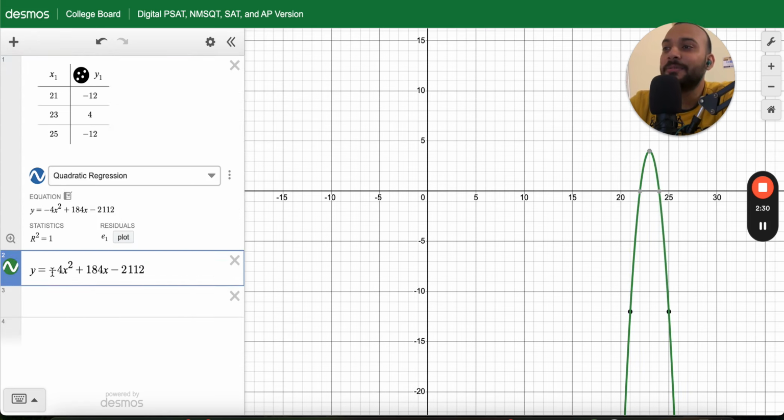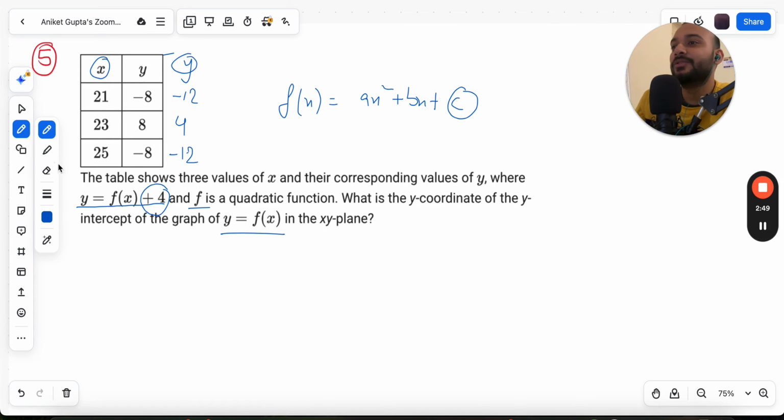Y is equal to so-and-so expression. You don't need to look at the values of A, B, and C or the different regression constants. The equation is right here. They're asking for the y-intercept of this function. That means x is equal to 0. As you put x is equal to 0, you get negative 2112. That's the answer to that grid-in question. So the answer to this question becomes negative 2112. It's that fast.